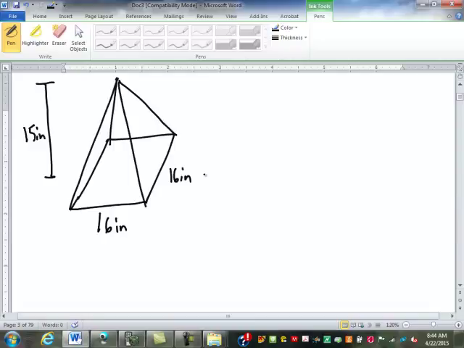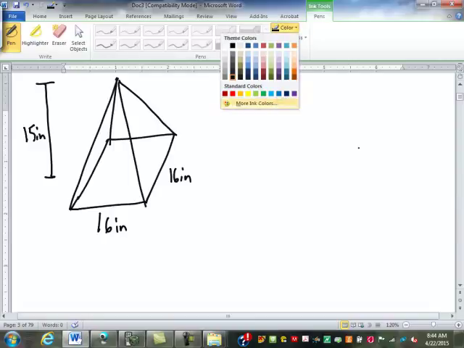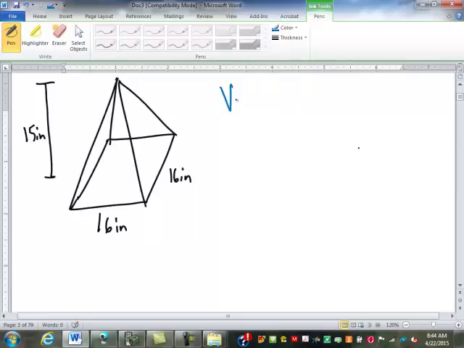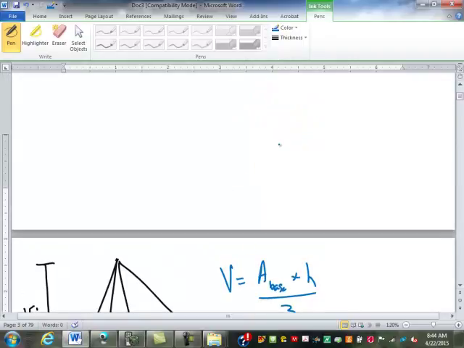One of the reasons why I define volume to be area of a base times a height is because now when we get to the pyramids, it's just as simple. The volume for a pyramid is the area of the base times the height divided by 3. Because if you divided by 2, if you took a box and you cut it in half, you'd get a wedge. It wouldn't be a pyramid. Let me show you what I mean.